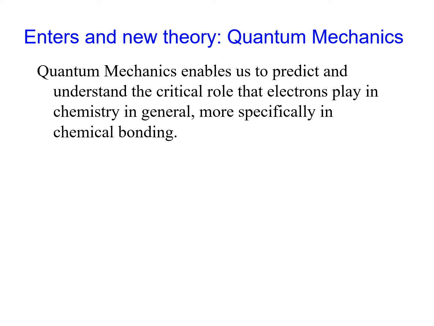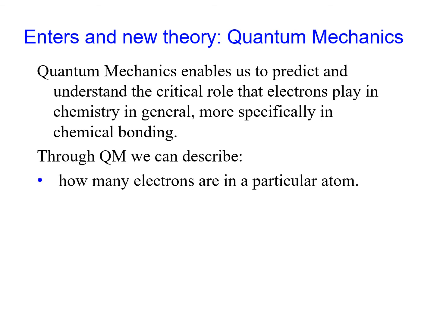So here comes quantum mechanics, and quantum mechanics enables us to predict and understand the critical role that electrons play in chemistry in general, and more specifically in chemical bonding, which is where ultimately we're headed. And so through quantum mechanics, we can describe how many electrons are in a particular atom.